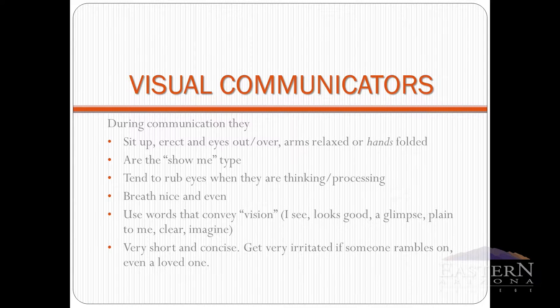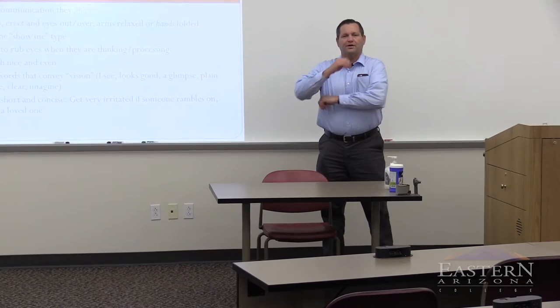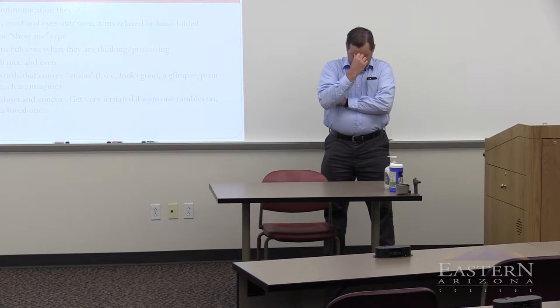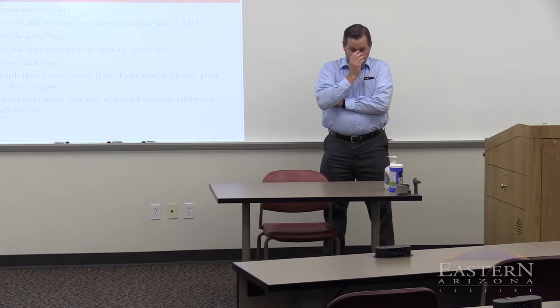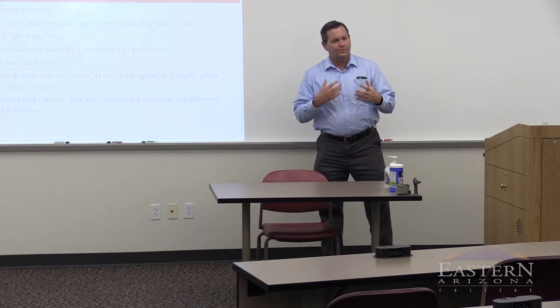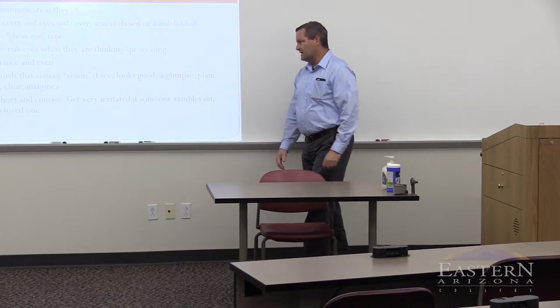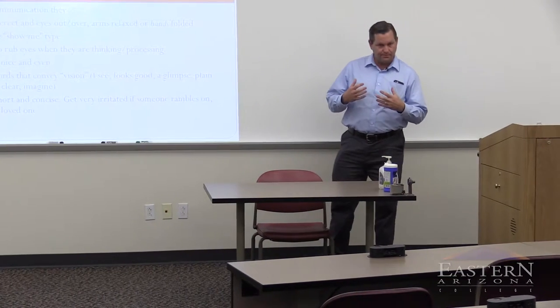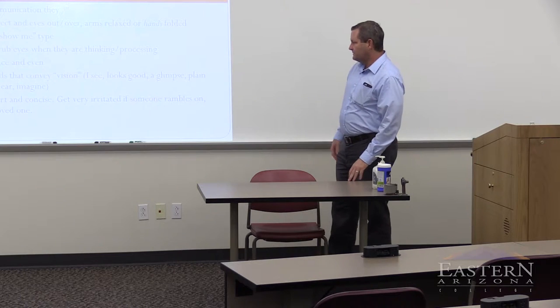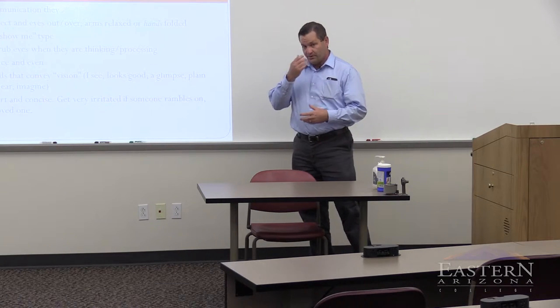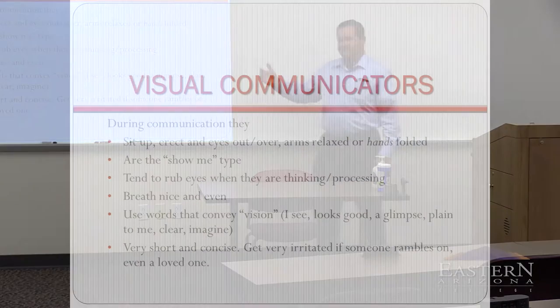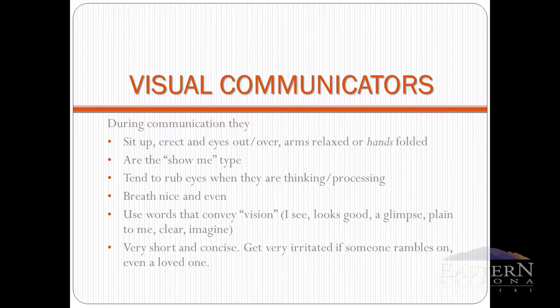When they're thinking, you'll watch people that are visual have a tendency to rub their eyebrow, right by their eye or the bridge of their nose, like this. When visual people are thinking or processing what you're telling them, that's typically their stance, or where they'll be touching themselves. They tend to breathe nice and even. Even if they're upset, they tend to breathe nice and even. And if they're upset, they'll just look right past you. It's like staring through you. You'll know that they're listening or that they're there, but it's like they're glaring right through you.